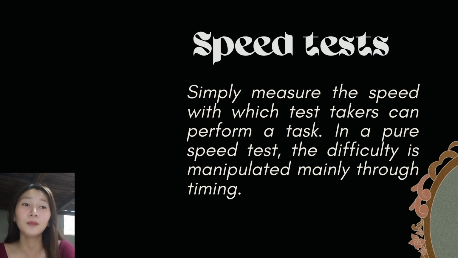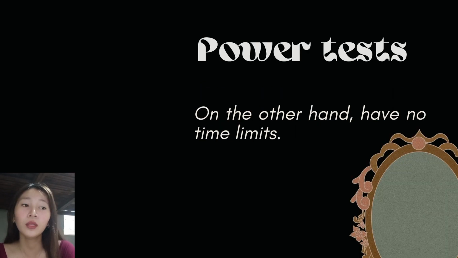So next, we have the speed test. Speed test simply measures the speed with which test takers can perform a task. You are actually measuring the speed of the students in performing a particular task. Next, we have the power test. Well, the power test, you are measuring the strength, which is there is no time limit.